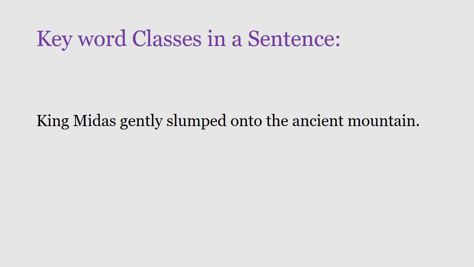Let's break down this simple sentence by looking for the key word classes that have been included. King Midas gently slumped onto the ancient mountain. In this simple sentence, there are two nouns. King Midas is a noun, that is the name of a character. And mountain is also a noun, that is a place.